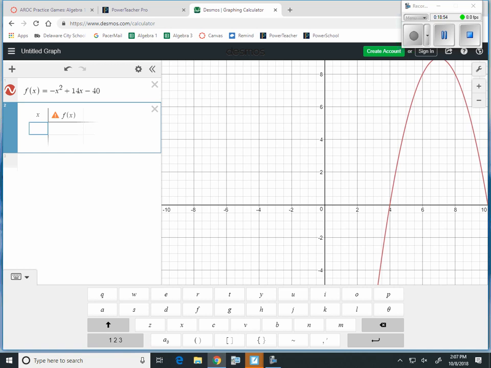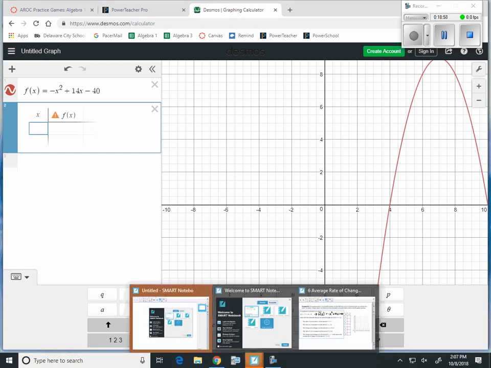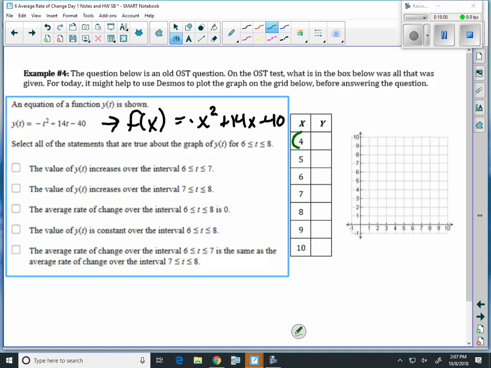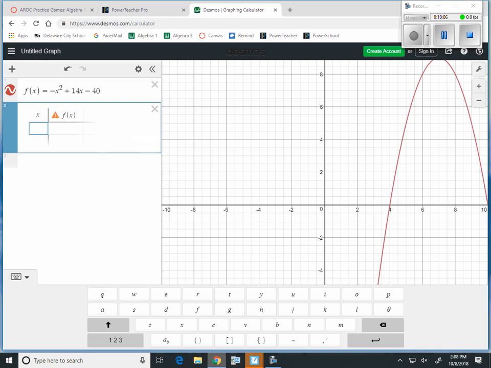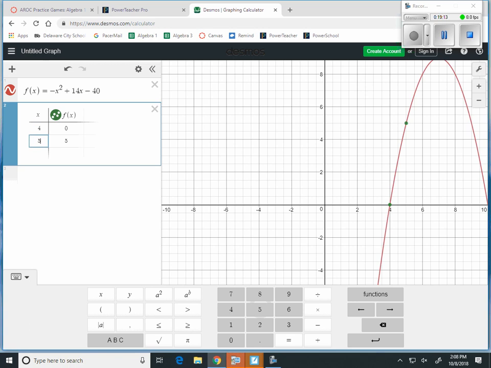Okay, now look at your table. What does your table start with on your notes? Starts with 4. Okay, so that's what you're going to put into Desmos. Once you hit 4 and then 5, it should let you just hit enter, and you can go all the way to 10, and you can fill in that table.